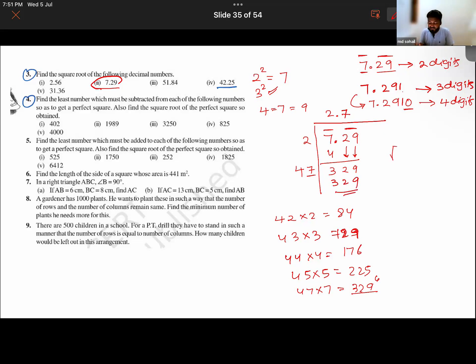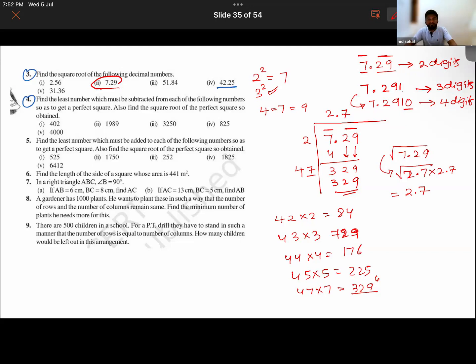2.7 here is the square root of 7.29, right? It's 2.7 multiplied by 2.7. That gives you how much? Yes.